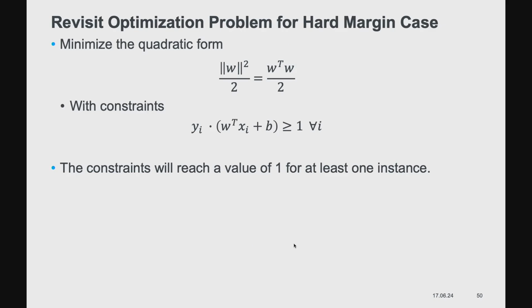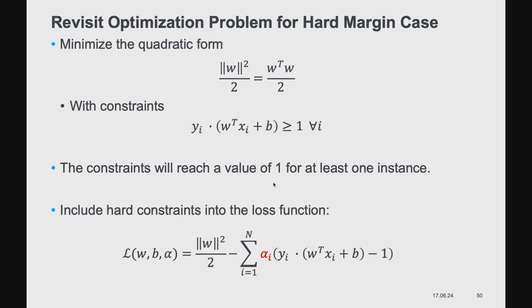paying attention. So we want to minimize this quadratic form with these constraints. That's what I showed you before. And at least one support vector will reach the 1, obviously, usually more than 1. And so what we do is we have this loss function, and the loss function depends on the W and the B. We can also include some alpha and say we punish every time that this term becomes positive.